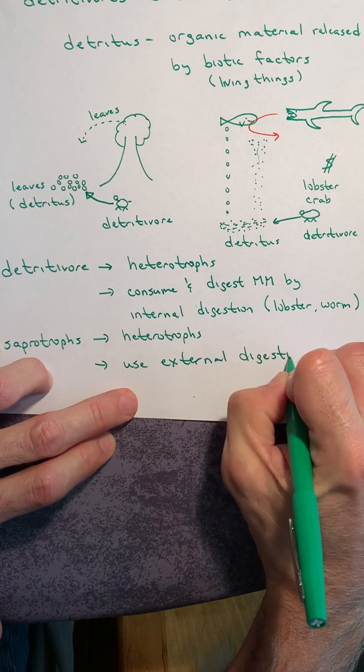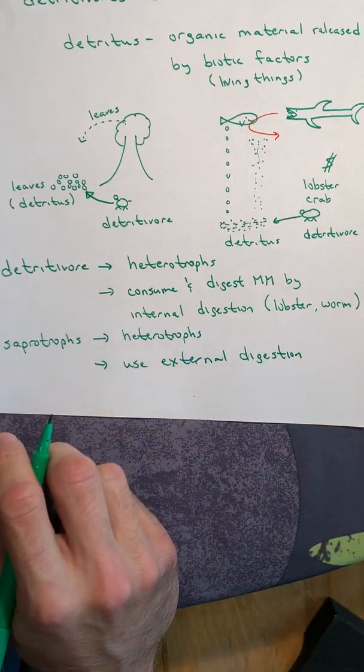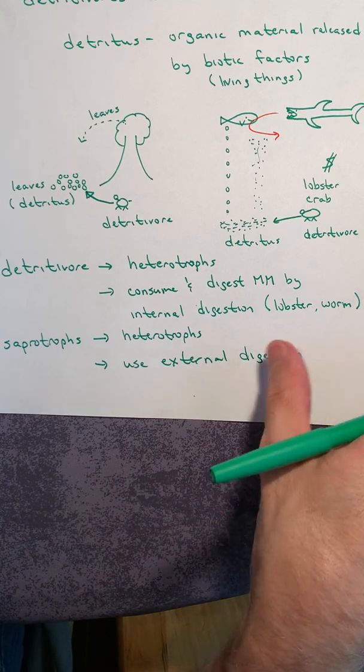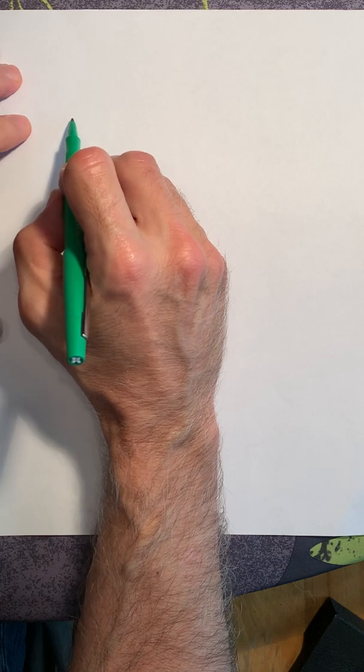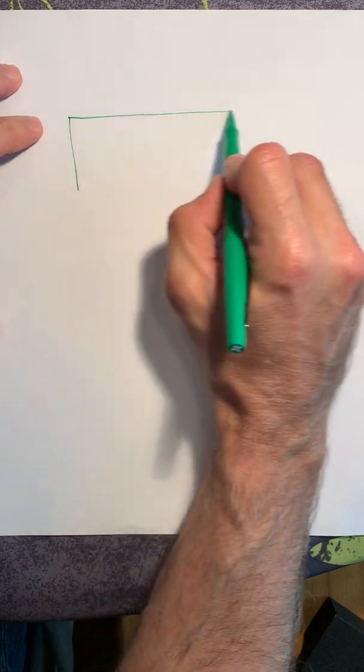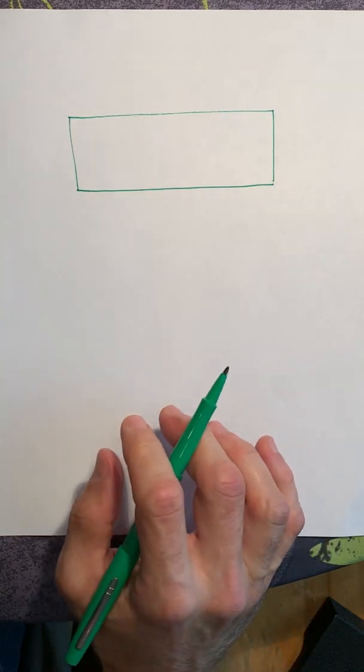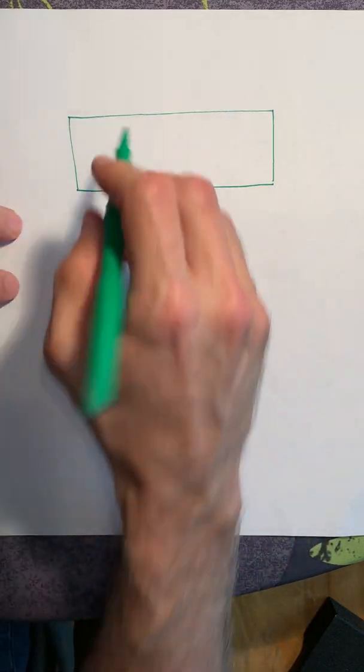And you go, hold it. How can you have external digestion? Simple. You ever seen bread mold? You ever seen the white or the black or the green mold that grows on bread? That's actually not the mold itself. It's the reproductive structure. So here's a piece of bread or any other macromolecule for that point.